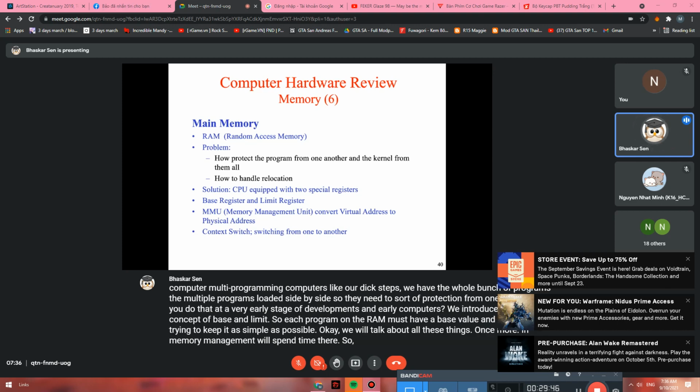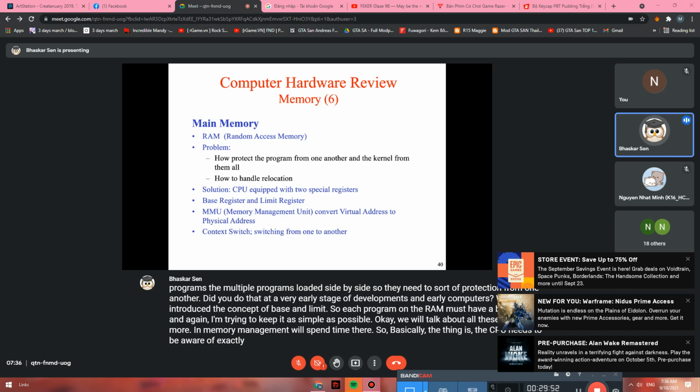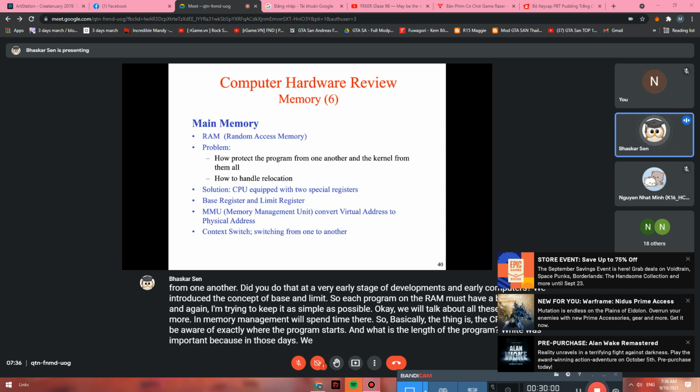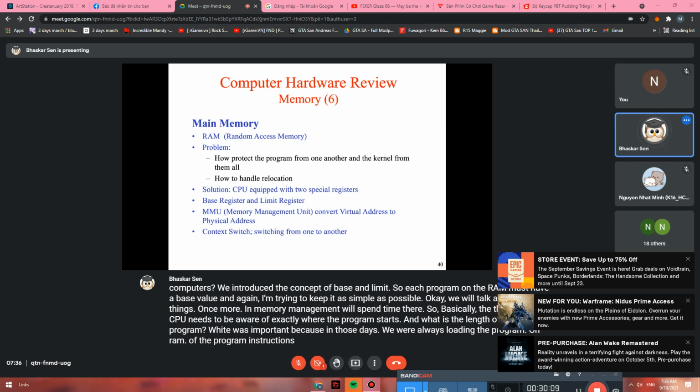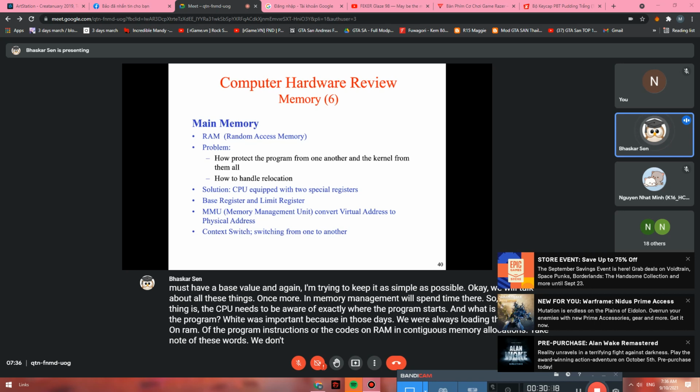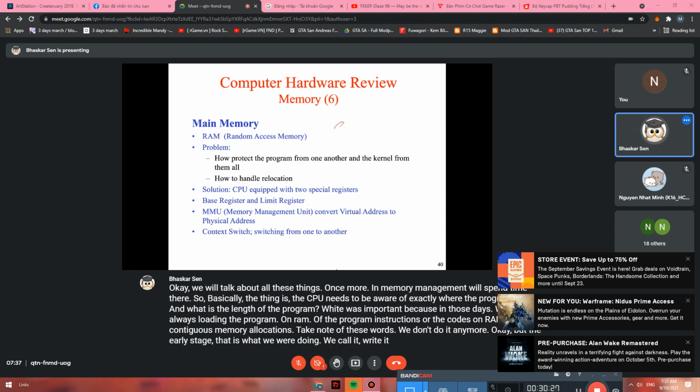So basically, the CPU needs to be aware of exactly where the program starts and what is the length of the program. Why was it important? Because in those days, we were always loading the program instructions or the codes on RAM in contiguous memory allocations. Take note of these words. We don't do it anymore. But in the early stage, that is what we were doing.